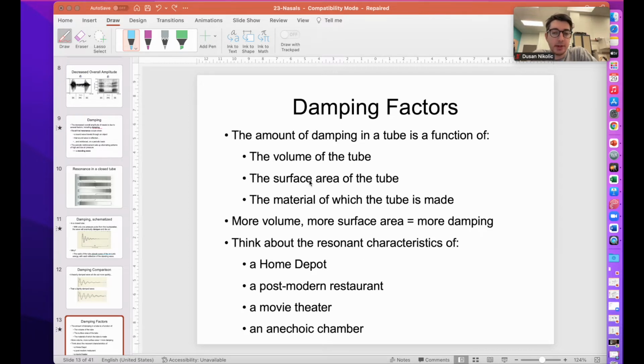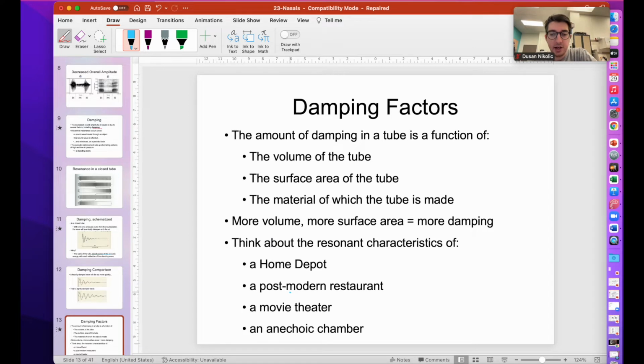So I was talking about the volume of the tube, the surface area of the tube, the material of which the tube is made. So more volume, more surface area, more damping, right? And you can think about the resonant characteristics of a Home Depot, for example, a postmodern restaurant, a movie theater, and an anechoic chamber. Home Depot is huge, right? Huge warehouse, and the sound will travel very well there because it bounces all the way, but it will be damped because of a huge area, right?